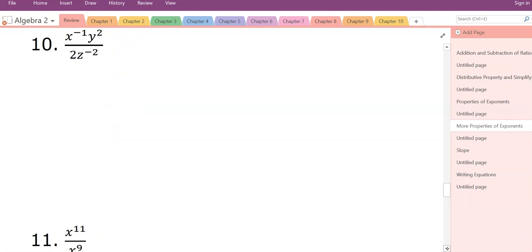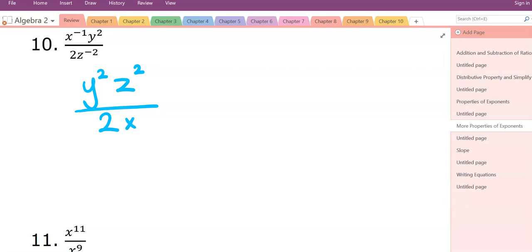So again, if you want to give number 10 a try, pause the video, and when you're ready, come back and check your answer. So what we should have done for number 10 is left y squared on top, moved z squared on top, and on the bottom you should have 2 and x. If you wrote x to the first power, that's okay. You don't need that 1 there, but it's okay if you have it there.